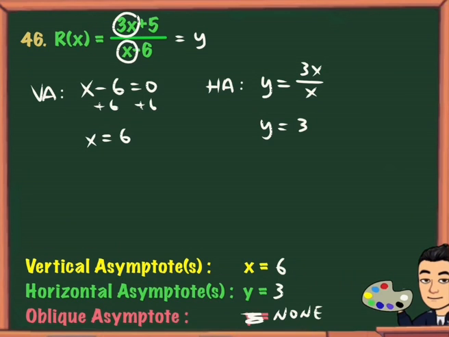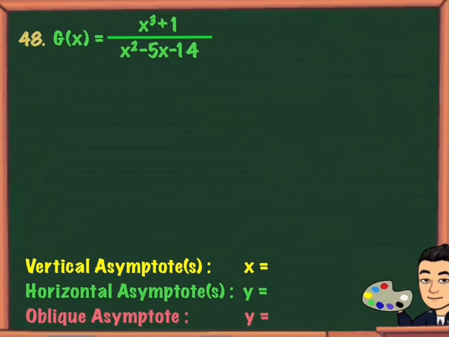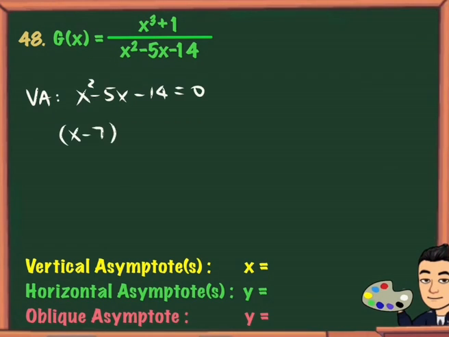Okay, so let's check out the next one. For number 48, we're going to start with the VA. So set the x squared minus 5x minus 14 equal to 0, and then factor it, so you got x minus 7 times x plus 2 equals 0. So x is going to equal 7, x is going to equal negative 2. So your vertical asymptotes are going to be where x equals 7 and negative 2.